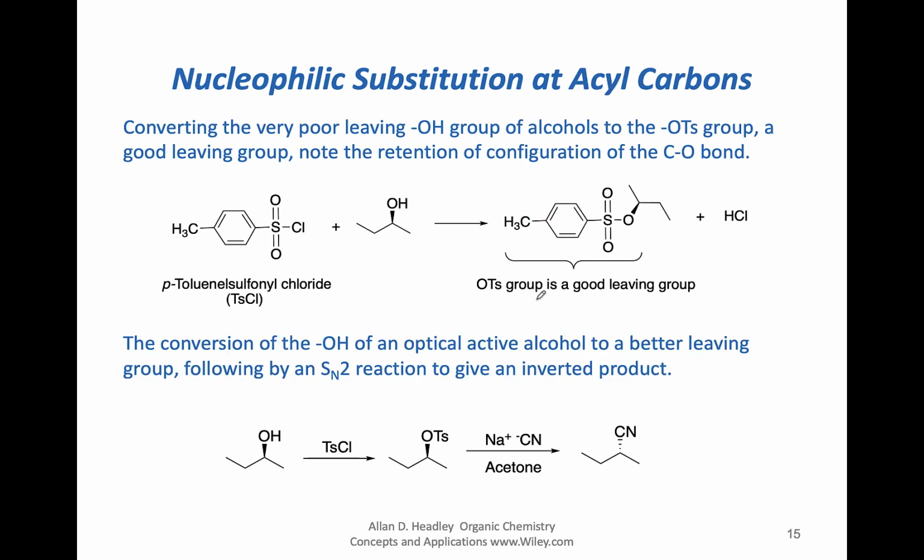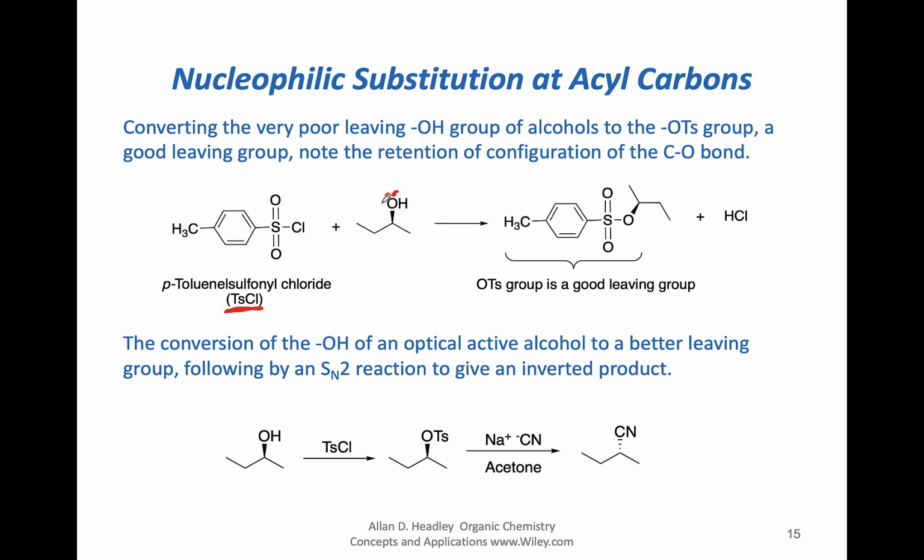Let's look at another group that can convert a poor leaving group, such as the OH, to a much better leaving group. This is called toluenesulfonyl chloride, or tosyl chloride, that's TsCl. As you know, we have a lot of acronyms for different chemicals in organic chemistry. So if you use TsCl, we'll understand it. So TsCl reacts with this alcohol. Let's see how that works.